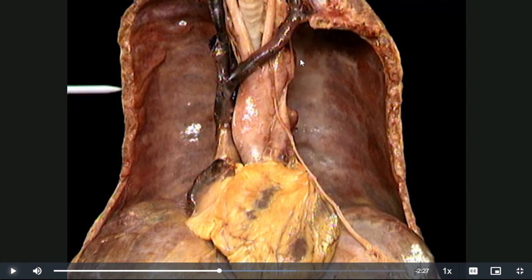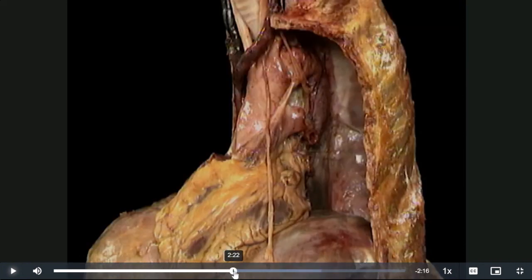Here again on the left side, you can see two nerves going down on the left. The one going to the diaphragm is your phrenic, while the one that starts to branch off and kind of disappears on you, that's your vagus nerve. The vagus on the left will give the recurrent laryngeal, and the recurrent laryngeal on the left would have to loop underneath the arch of the aorta.